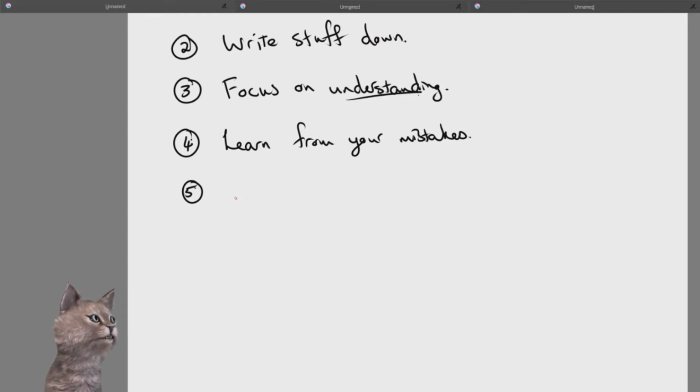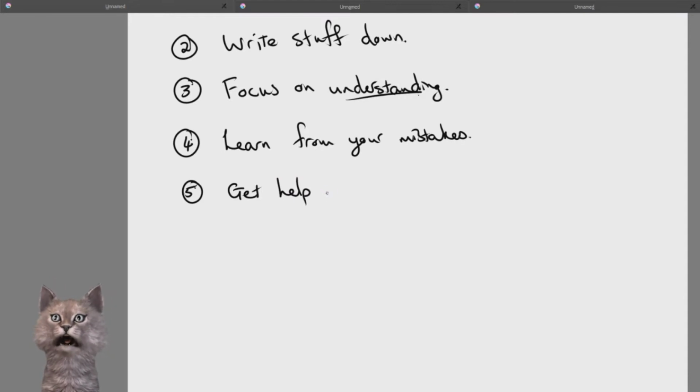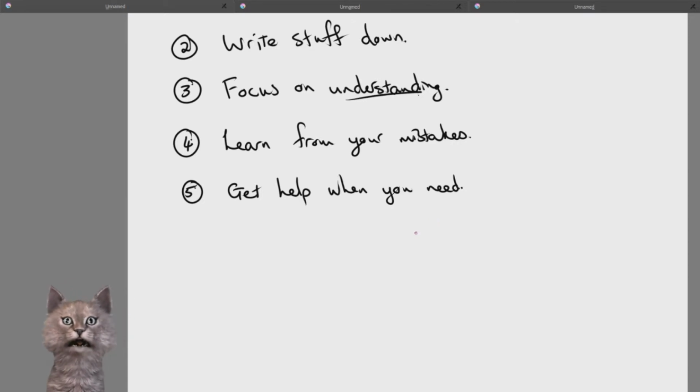Number 5 is get help when you need it. That is one of the reasons why I'm here, to help you when you need it. And it also means be proactive, ask for help, say when you need help, do something, even if it's just putting your hand up and saying, I need help.